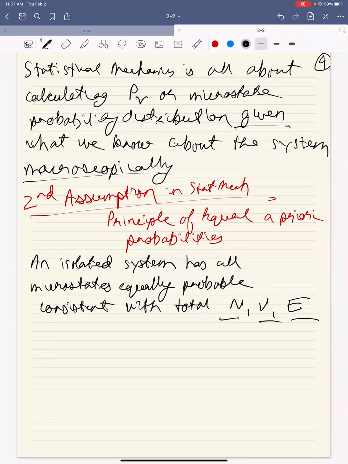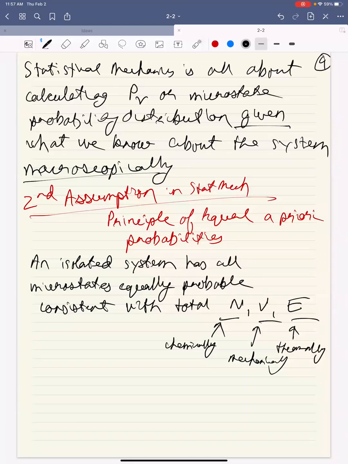Because these are our three starting points in thermodynamics, right? Isolated in terms of particles that can go in and out, isolated in terms of volume that can change, isolated in terms of energy, right? So thermally, mechanically, and chemically, this system has nothing to do with the universe.